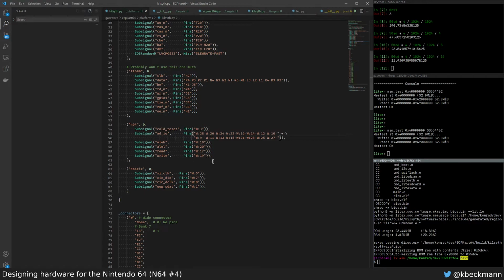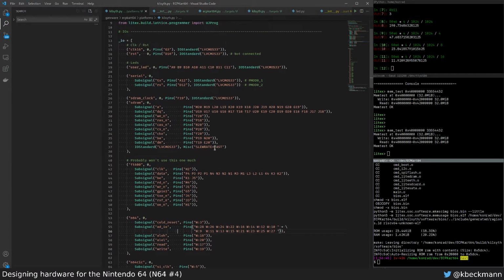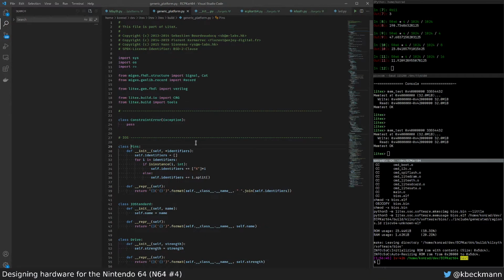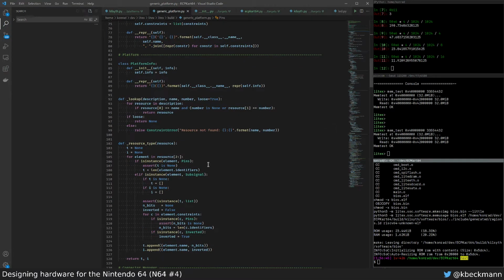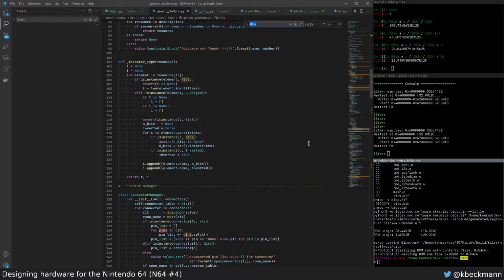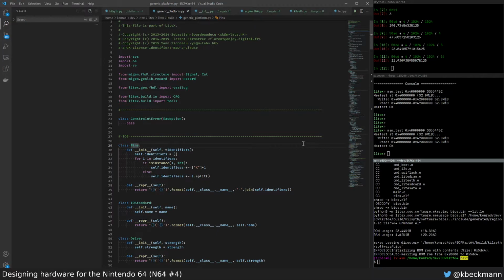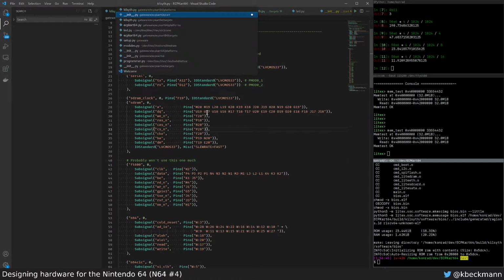Because in Migen I'm able to specify the pin type, if it's an input or output. I'm not sure if you can do that here. Anyway, I'm just gonna do the TS triple stuff.